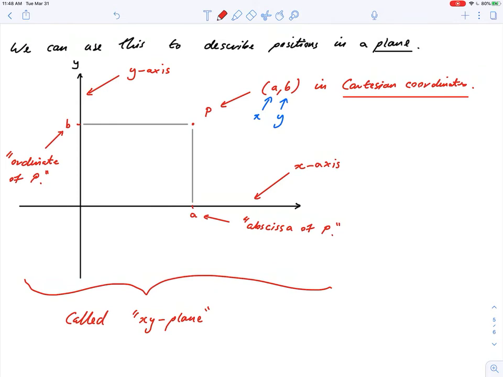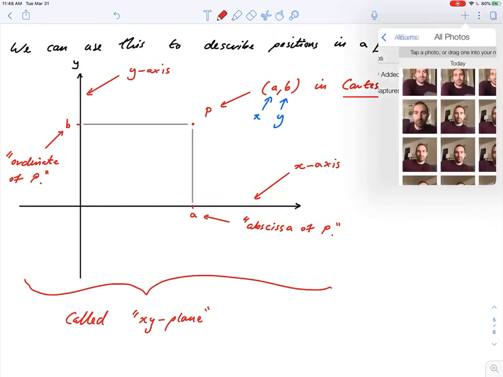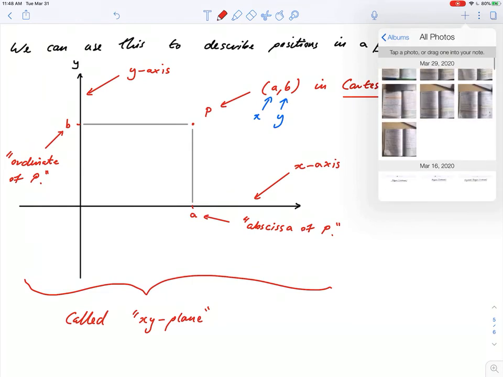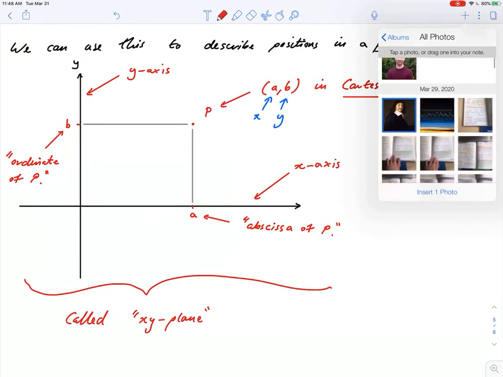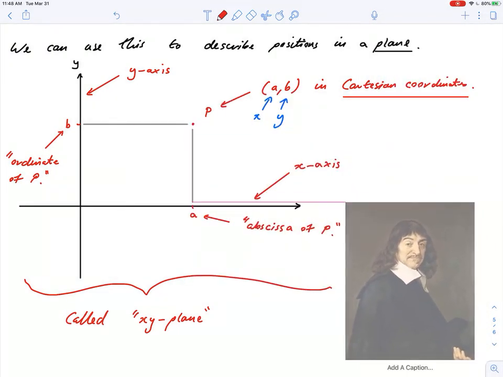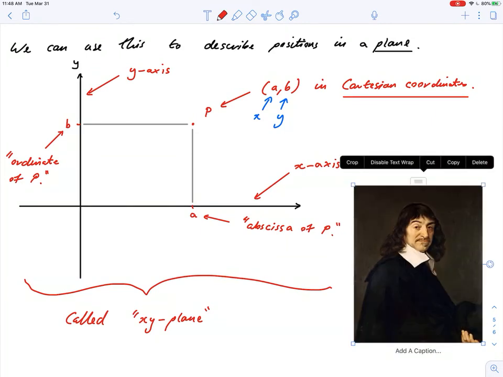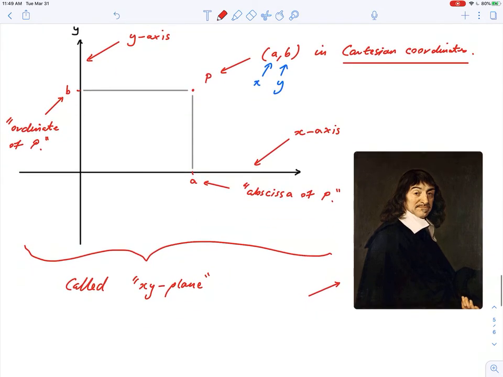Well, it's because it's named after the person who first introduced it, really. So yeah, maybe I'll show you what he looked like. Here we go. This guy. This is the person who historically came up with this idea of using these two numbers to describe a position. Okay, and this is a man called René Descartes.